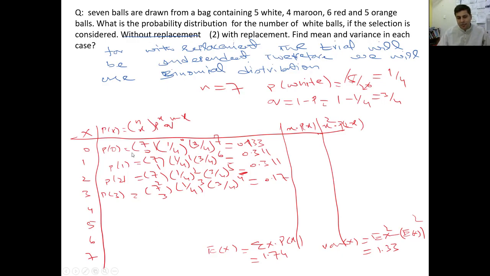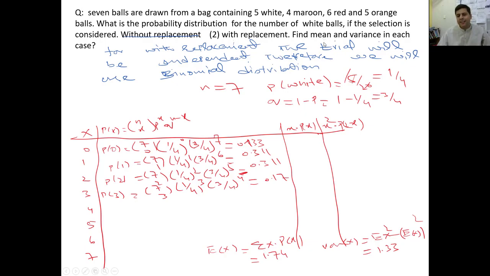X is equal to 0 when there are 0 white balls, so 7C0 into 1 over 4, the probability of a white ball, to the power 0, because there are 0 white balls, times 3 by 4 to the power 7 minus 0, which is 7. So this will be the probability. If there is only 1 white ball, then 7C1, 1 over 4 to the power 1, 3 by 4 to the power 7 minus 1, because x is equal to 1 now. So 0.311, and in this way we will calculate all these probabilities.